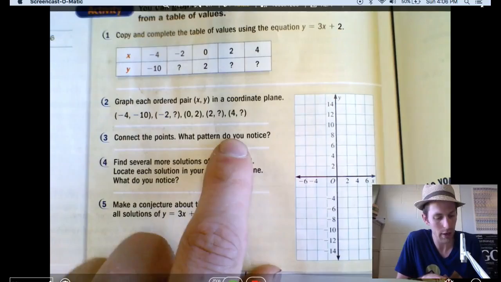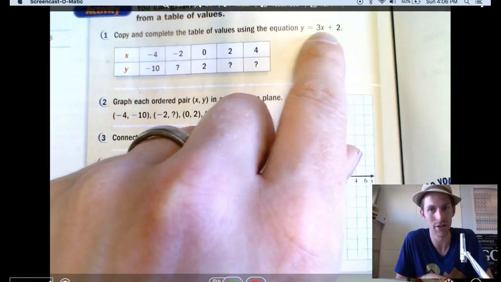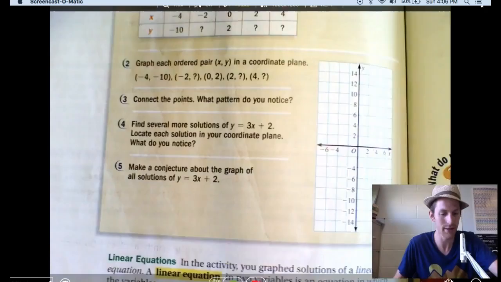Connect the points. What pattern do you notice? Oh, it is a line. This function, when graphed, gives you a line. All right, so moving on from that.